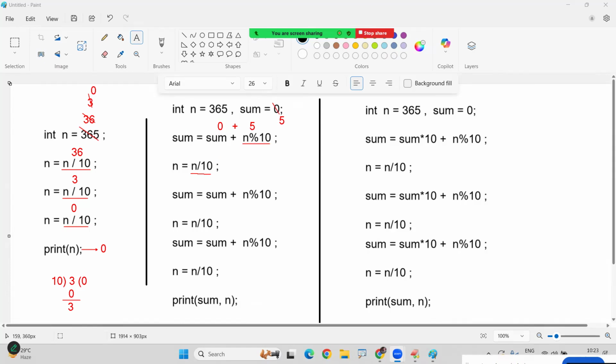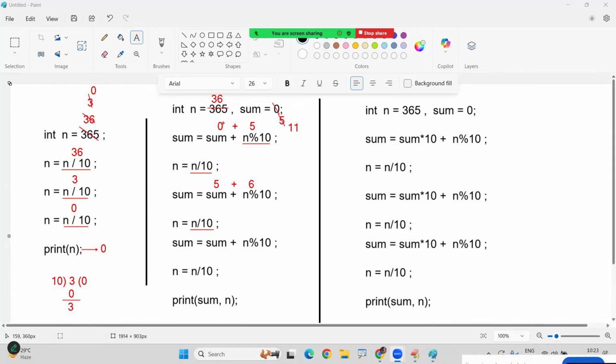n / 10 will remove the last digit. Same story, 365 will become 36. Next, what is the sum value now? It's not 0, it's 5. 5 plus n mod 10. 36 mod 10 is 6, not 5. 5 is already gone. 5 plus 6 is 11. 11 will be stored into that sum.